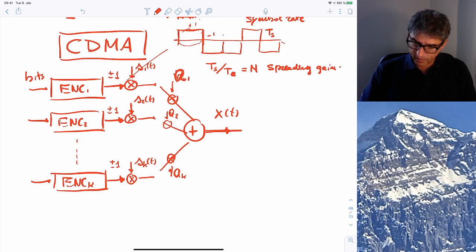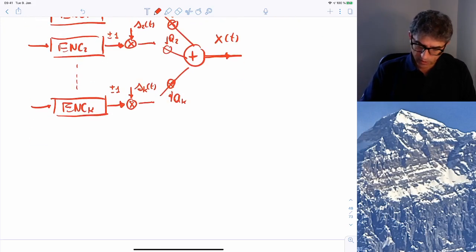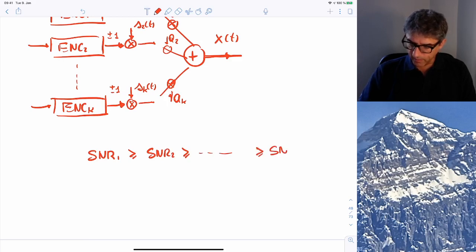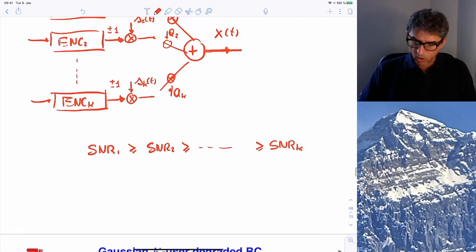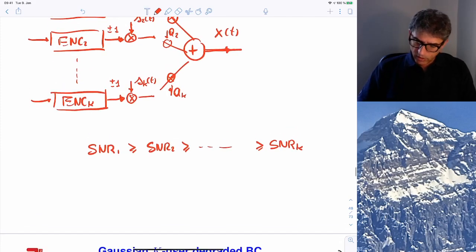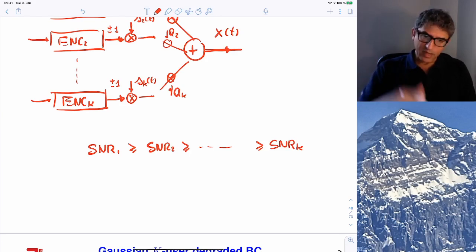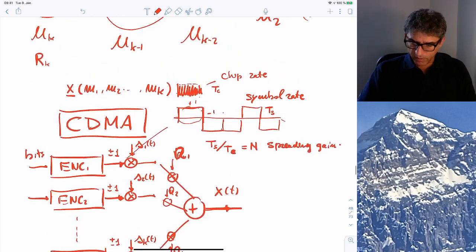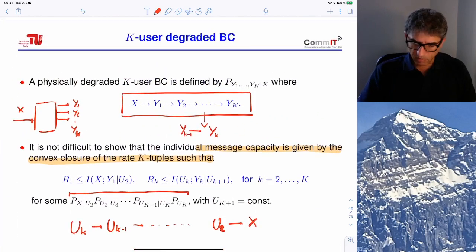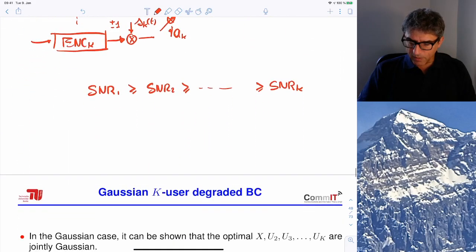Now, say for example that the users are ordered such that the SNR at the receiver of user 1 is greater or equal than the SNR at the receiver of user 2, greater or equal, and so on, until we get the worst user, user K. So we have this degradation because we can think of the output of user K as the output of user K minus 1 plus additive noise. This is stochastic degradation, but we know that the capacity region is equivalent to the physical degradation, which means that user 1 can decode all the signals. User 2 can decode all the signals but the signal of user 1, and so on and so forth.